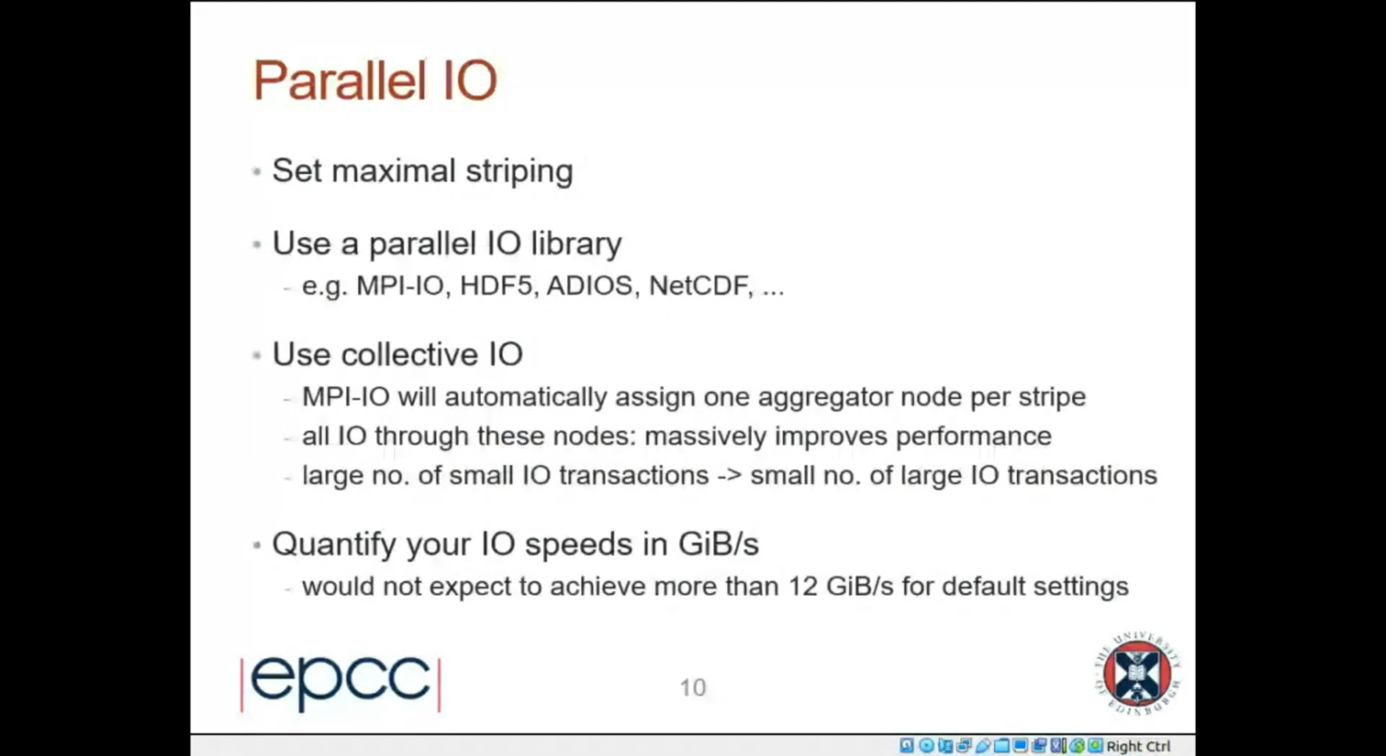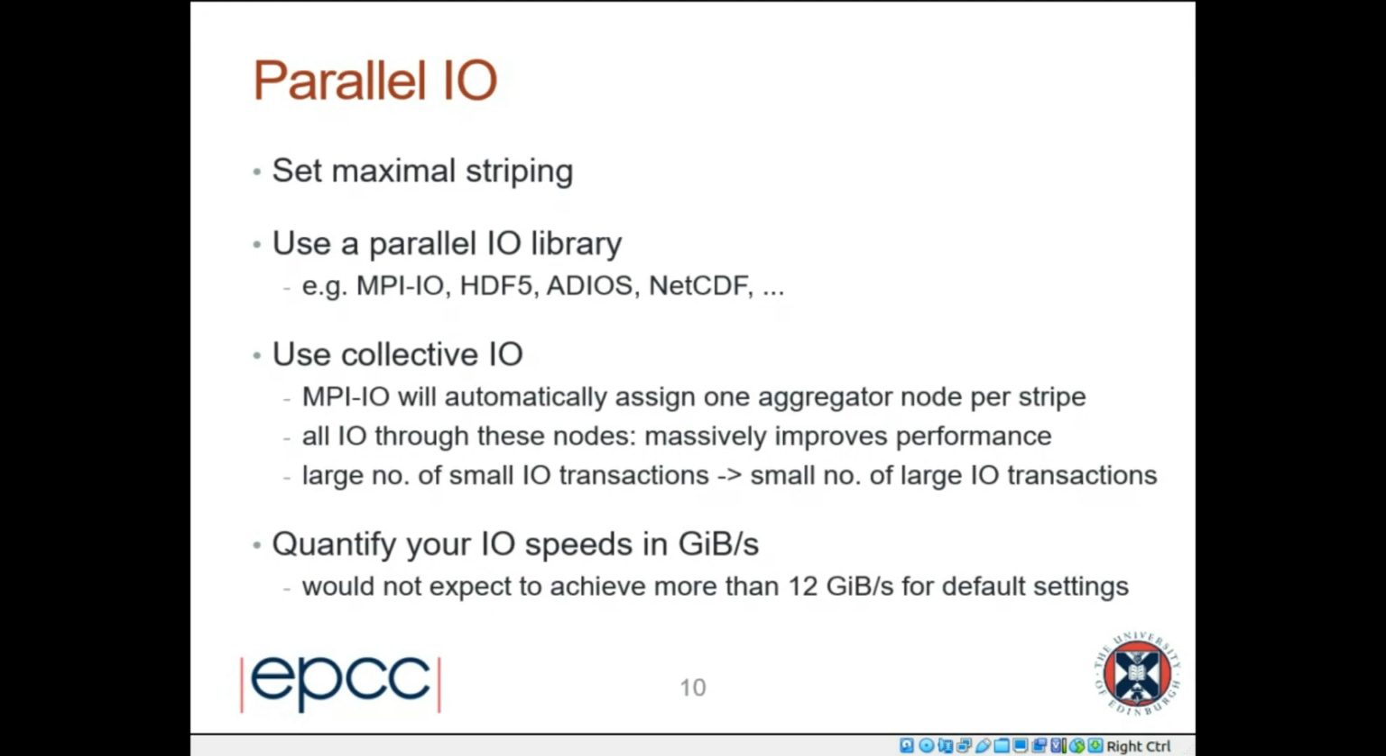So let me take a step back. How do you do good parallel I/O on ARCHER2? Well, if you're doing parallel I/O, you are using a parallel I/O library like MPI-IO or HDF5, and many modern applications already have this implemented in them. You should set the maximal striping, because by default you will not gain from this, as your file will be stored on a single disk.